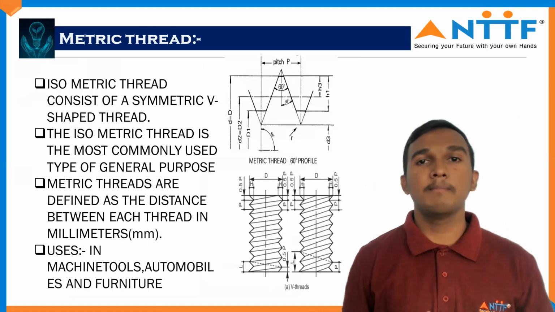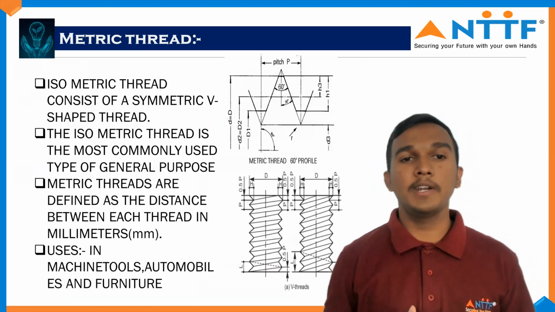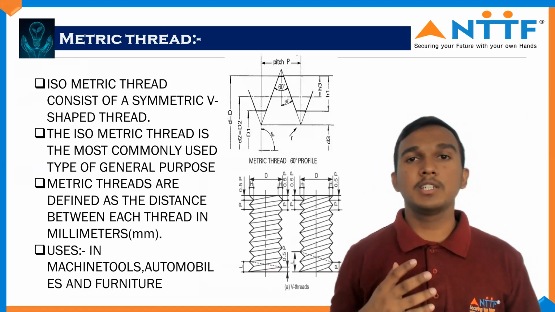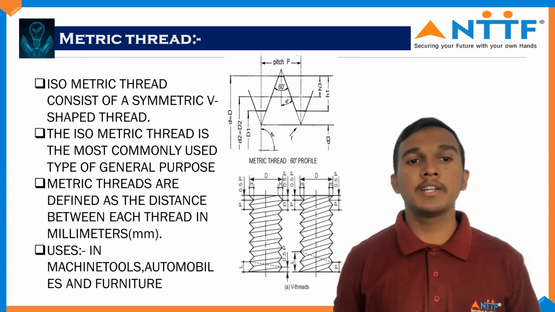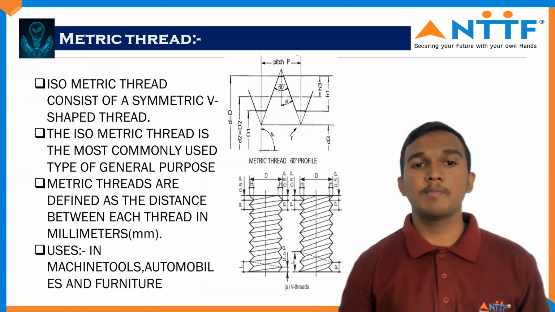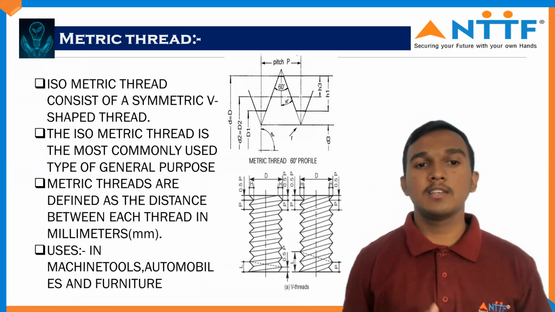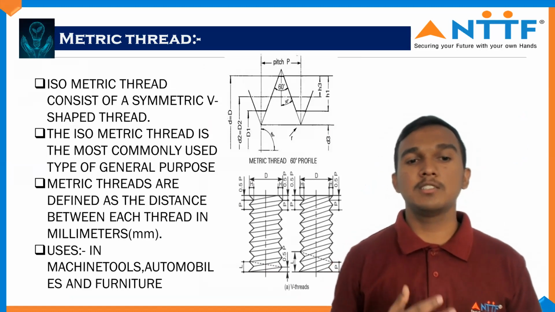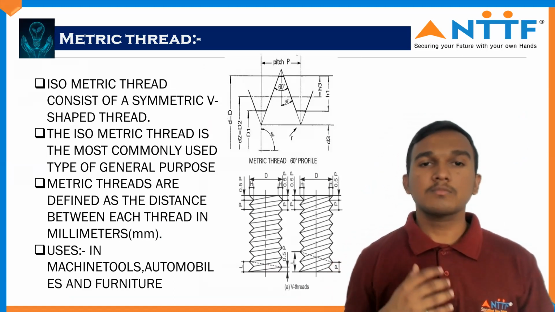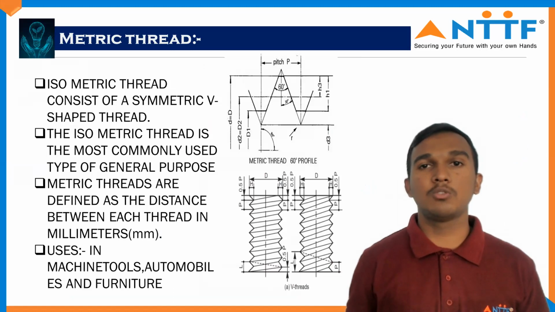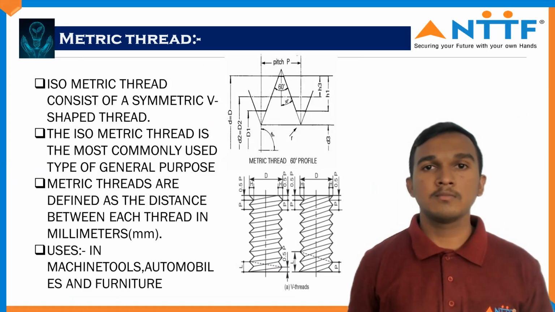So let's see first, metric thread. Metric thread consists of a symmetric V-shaped thread. The metric thread is the most commonly used type for general purposes. Metric threads are defined by the distance between each thread in millimeters. Metric threads are used in machine tools, automobiles and furniture.